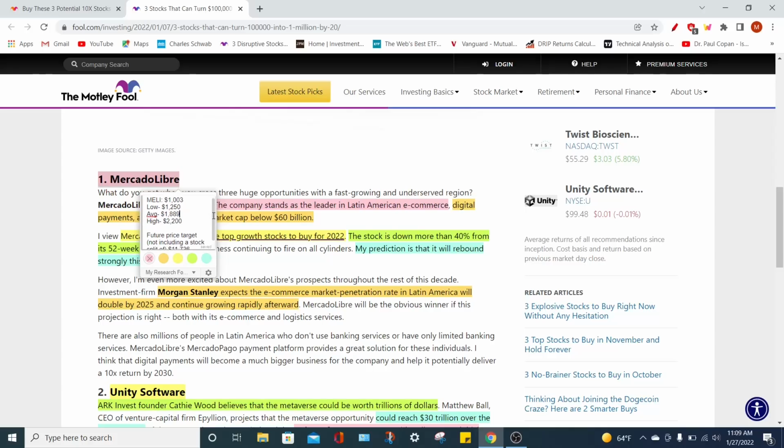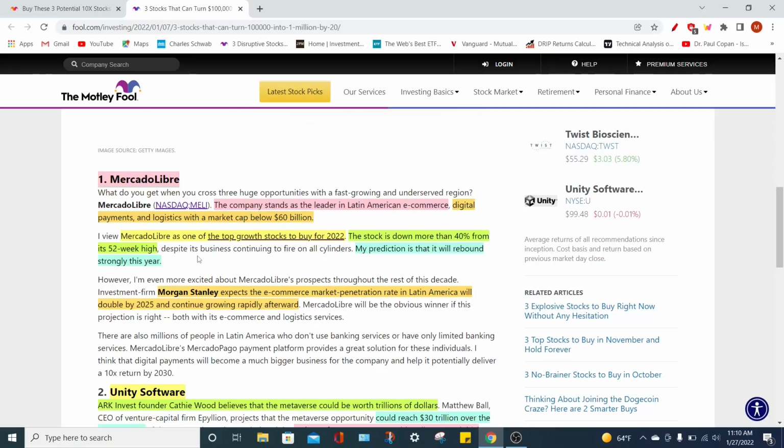The future price target for the stock that does not include stock splits would value the stock at around $11,736. However, I personally think that the company will not let the stock get to that large of a number, and they will most likely perform a stock split. This company is another e-commerce play, like I mentioned earlier, and they are specifically targeting the Latin American market. They offer various things from e-commerce, digital payments, and logistics, and this is already a large company with a market cap below $60 billion.